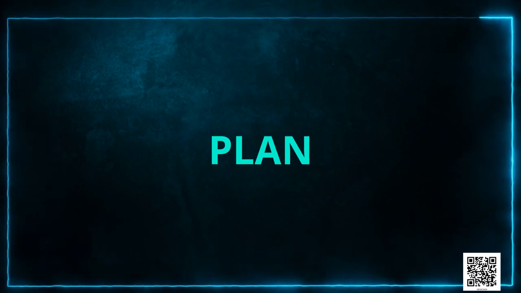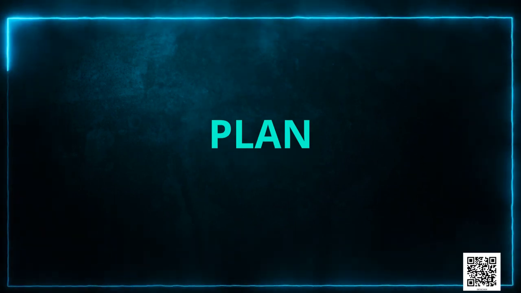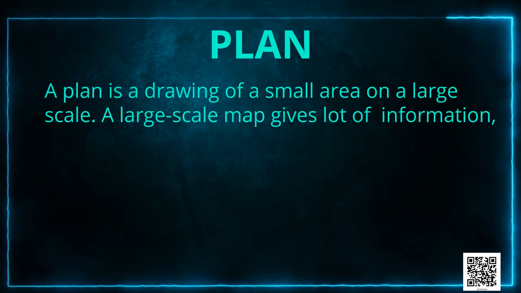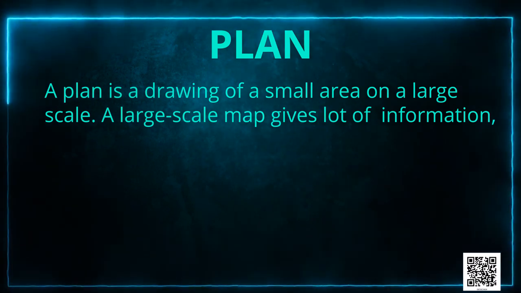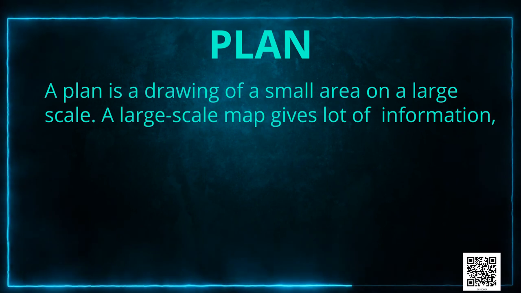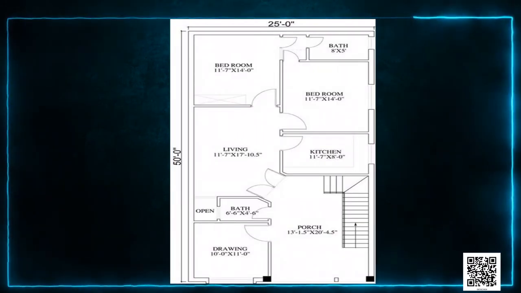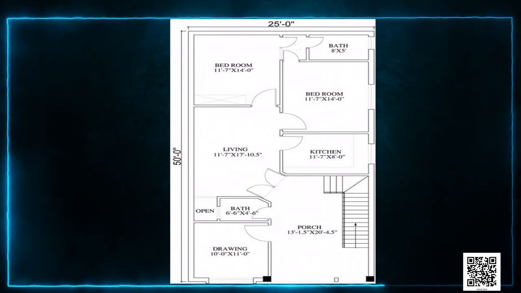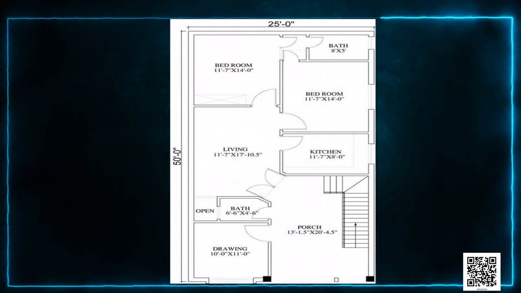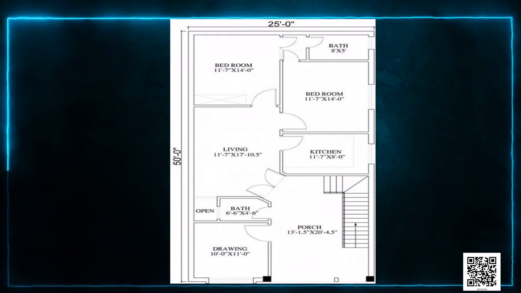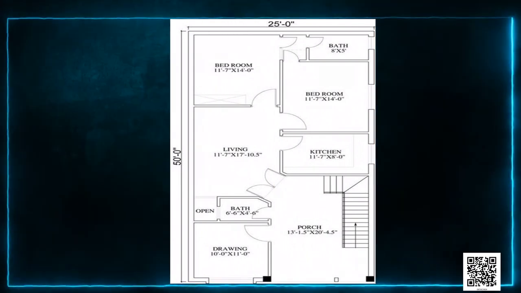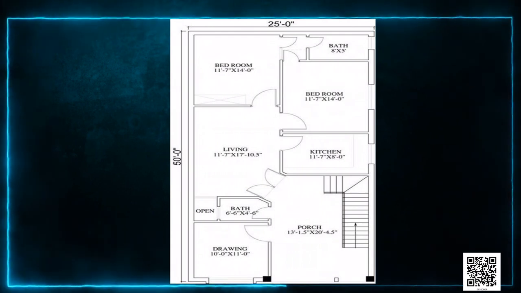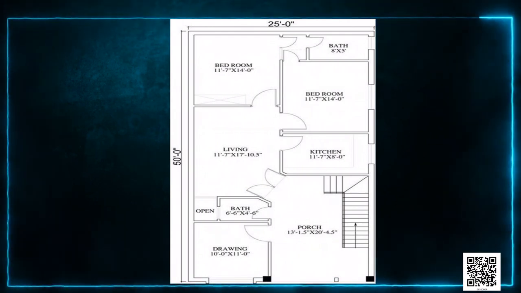Next, plan. A plan is a drawing of a small area on a large scale. A large scale map gives a lot of information, but there are certain things which we may sometimes want to know, for example, the length and the breadth of a room, which can't be shown in a map. At that time, we can refer to a drawing drawn to scale called a plan.